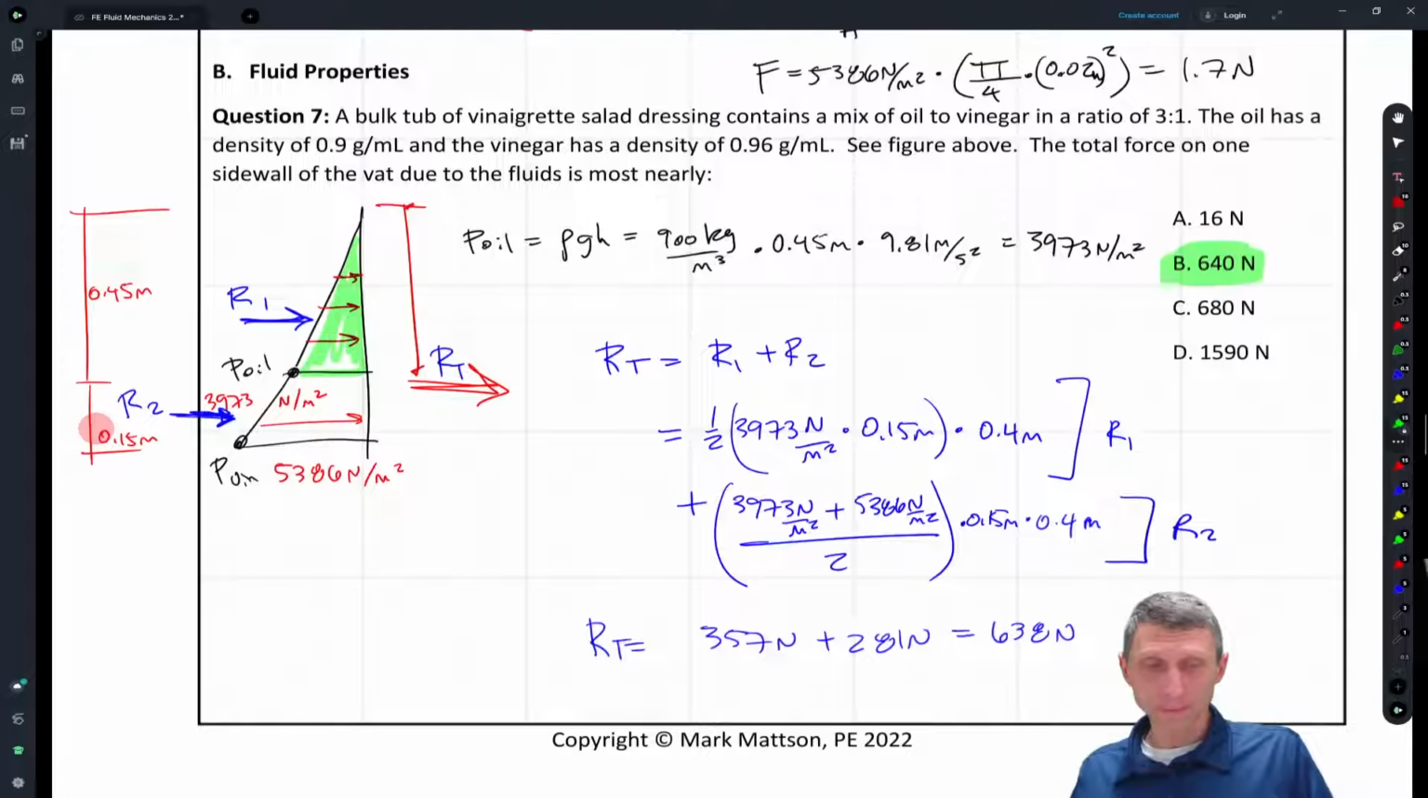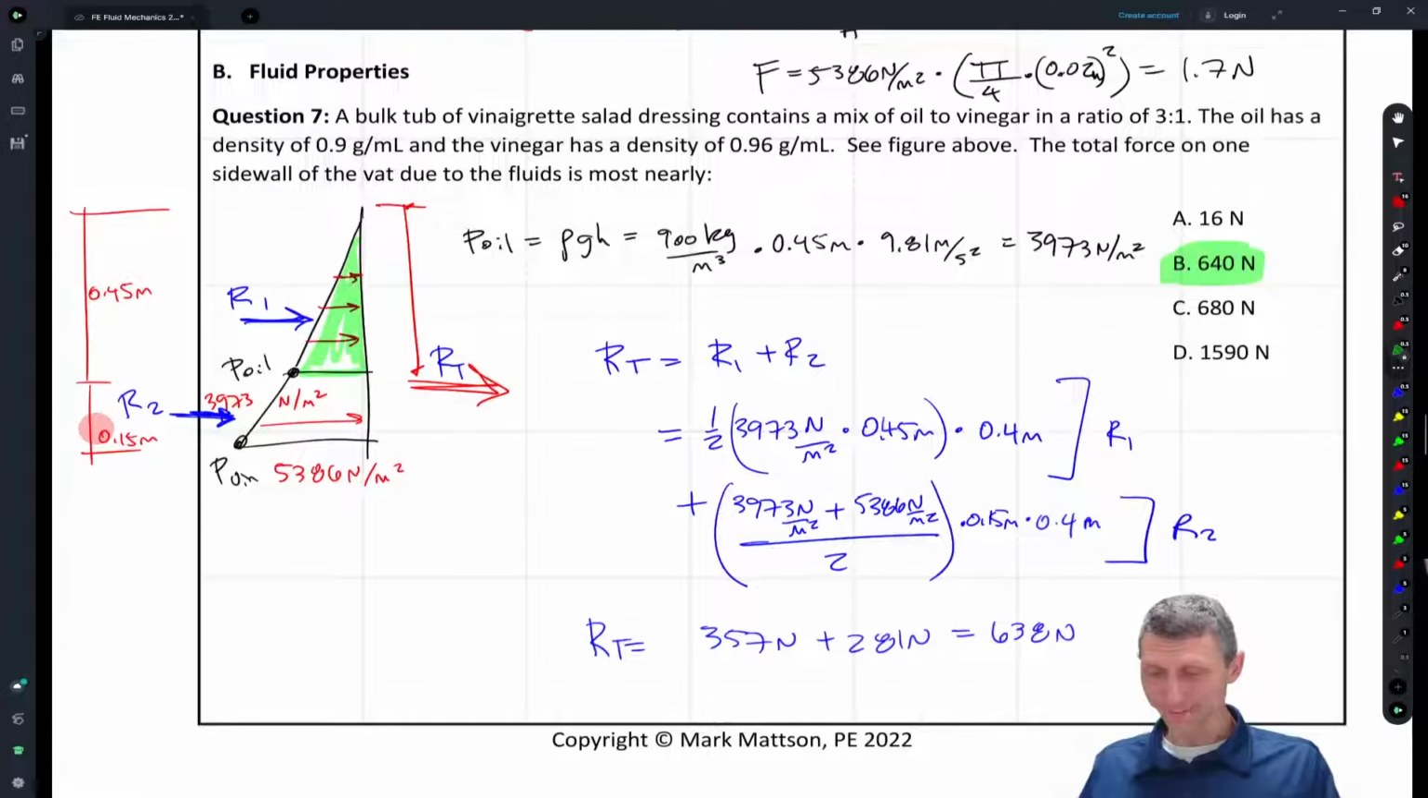So did I write that down wrong? Thank you. So this is 0.45. So that's the oil height. This is the right. Yeah, perfect. Thank you so much for that. But hopefully that gets us the right answer. So 0.5 times, now I'm scared. 3973 times 0.45. I have the 0.45 in my notes, which is good.